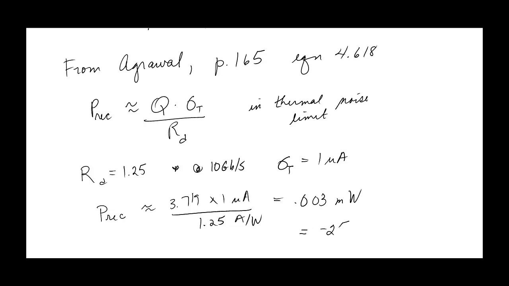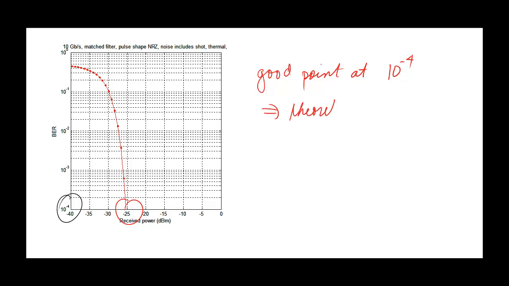or minus 25.3 dBm. So now I'll go and plot in MATLAB my theoretical curve using the equations we learned in class, and I'll check at 10 to the minus 4. I have something like minus 25 dBm. And so this matches very well, good point at 10 to the minus 4, which implies that my theoretical curve is accurate.